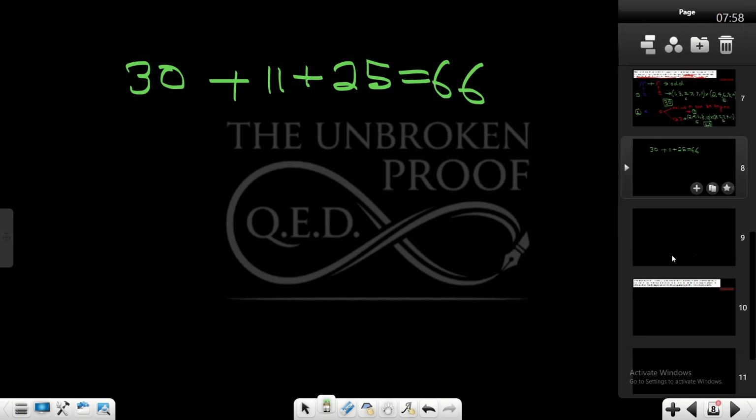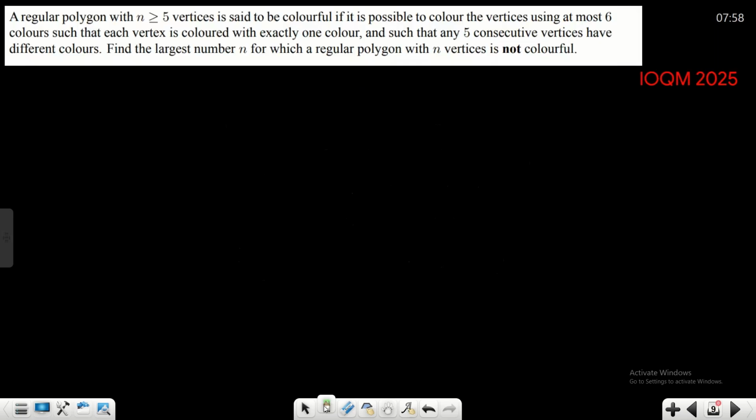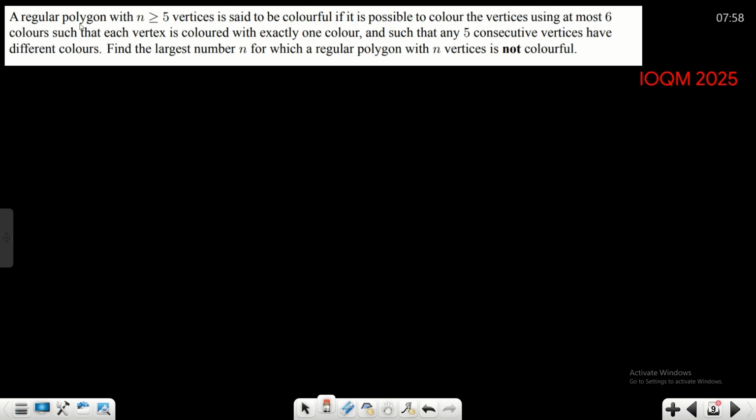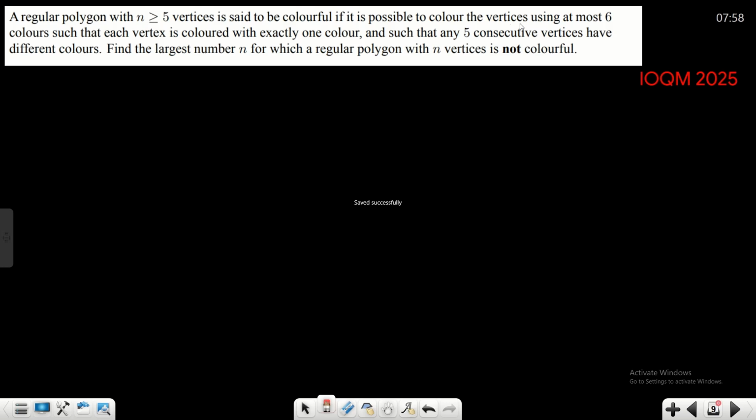Okay, so the final answer for this question is 66. Now let us move on to the last question for combinatorics of 2025. A regular polygon with n greater than or equal to 5 vertices is said to be colorful if it is possible to color the vertices using at most 6 colors, such that each vertex is colored with exactly one color, and such that any 5 consecutive vertices have different colors. Find the largest number n for which a regular polygon with n vertices is not colorful.